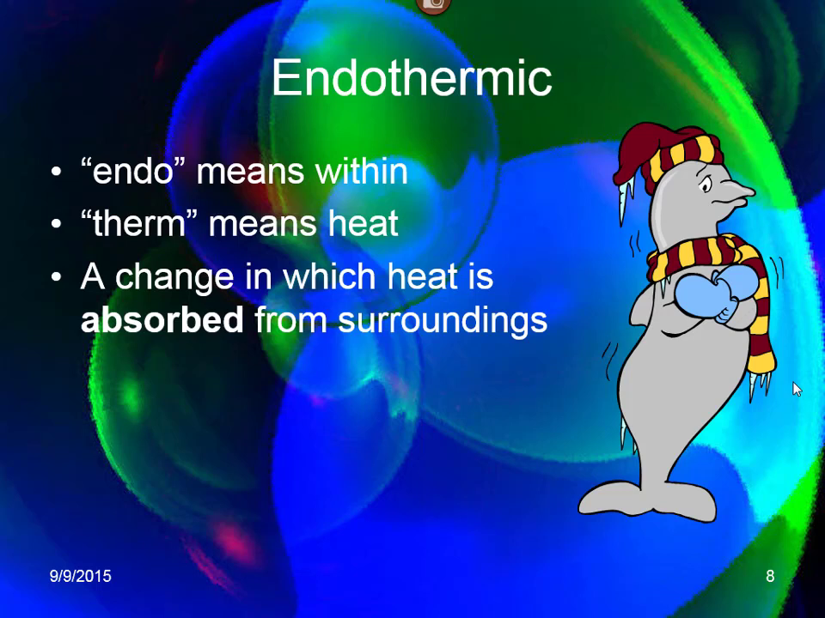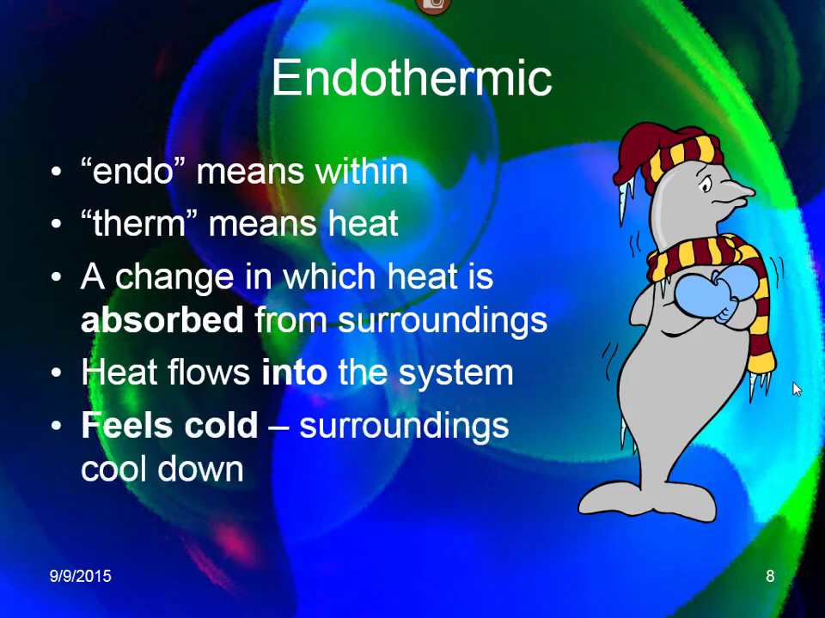If heat is flowing into the system, where does it come from? That heat's got to come from somewhere. The surroundings. It's got to come from the surroundings. If your hands are the surroundings and the heat is being taken from them, what do you feel? Cold. The heat comes from the surroundings, it goes into the system. That means that the surroundings are going to feel cold. Surroundings will cool down or feel cold.